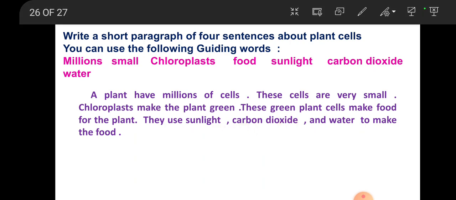And as you see, we used all these words. We used the millions and small and the chloroplasts and the sunlight and carbon dioxide and water. And we wrote here a logical paragraph and a scientific one at the same time.